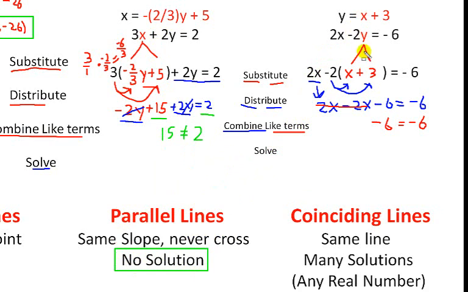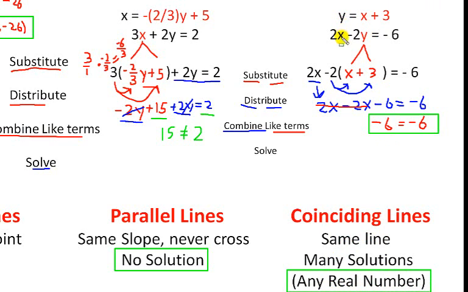Alright, our third possibility is if we get two numbers that are in fact equal to each other as our solution. That means that we have lines that coincide. It means that they're the same line, there's many solutions, and like I said in the video before this, 7.1, any real number. So any number we plug in for x in both these equations, we'll get the same value for y if we solved it.